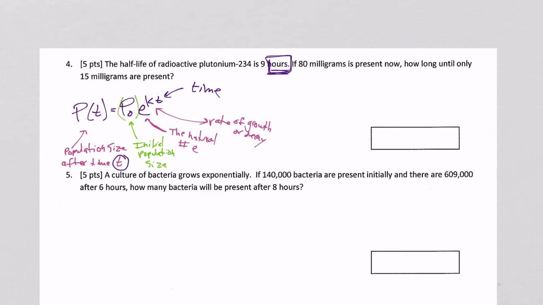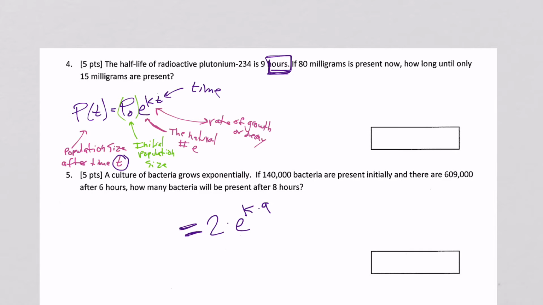So how are we going to do that? Well, let's talk about half-life. Half-life means it's the amount of time it takes until half of what you started with remains. So for initial population size, let's imagine that we started with just, let's say, 2 milligrams of our substance. I know we didn't, but let's say we did. Then our equation would be 2 times e to the power of k. Still don't know k, but let's allow t, the time, to be the half-life, 9 hours.